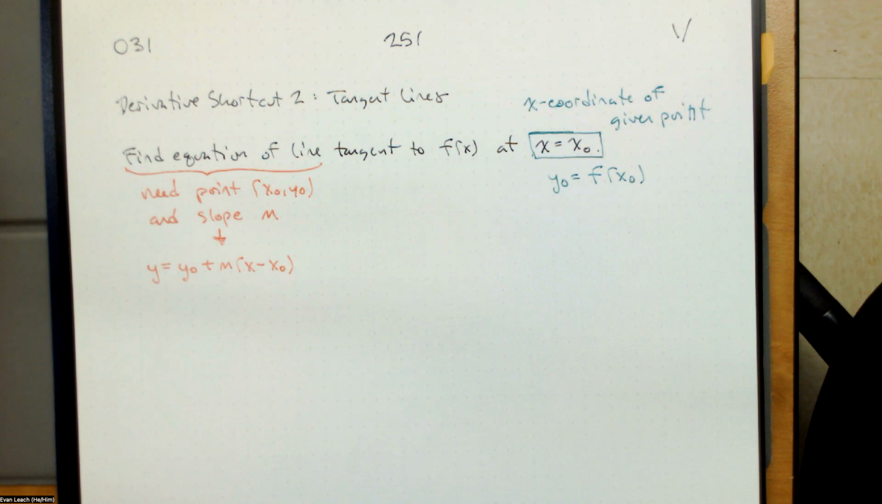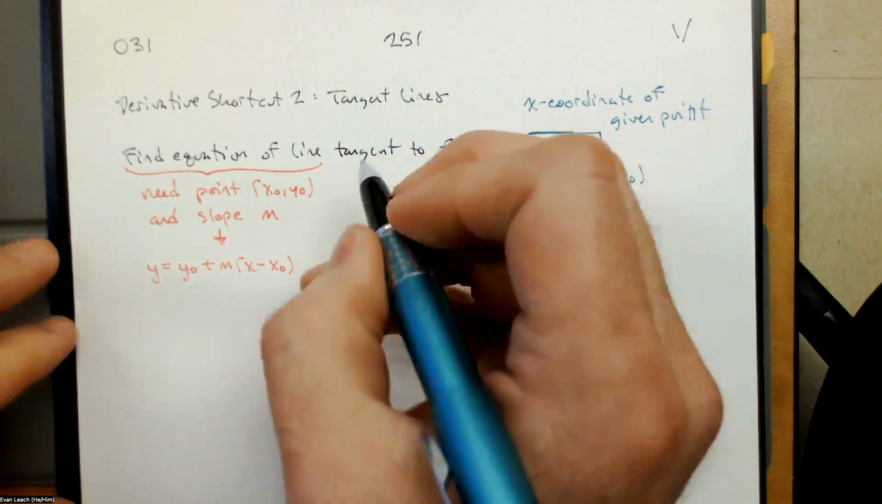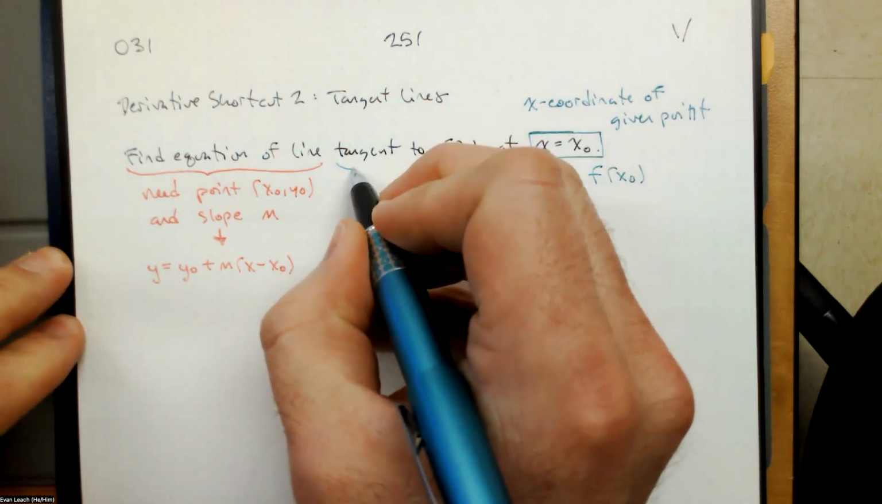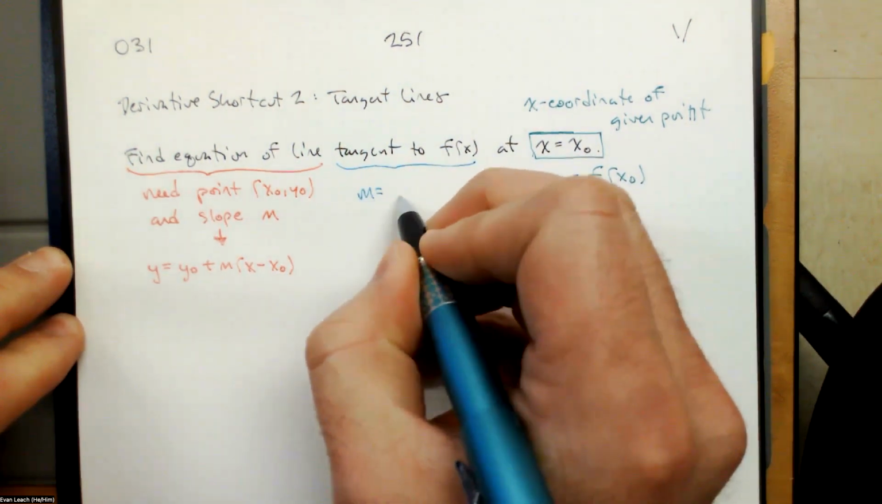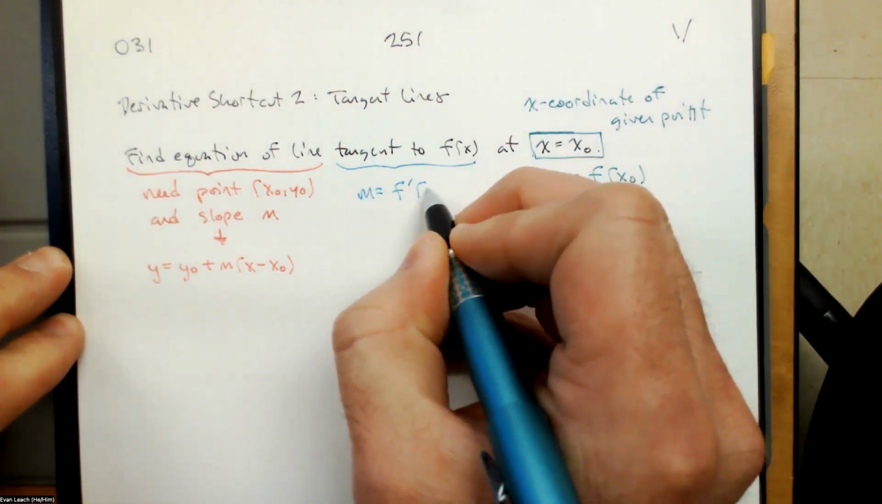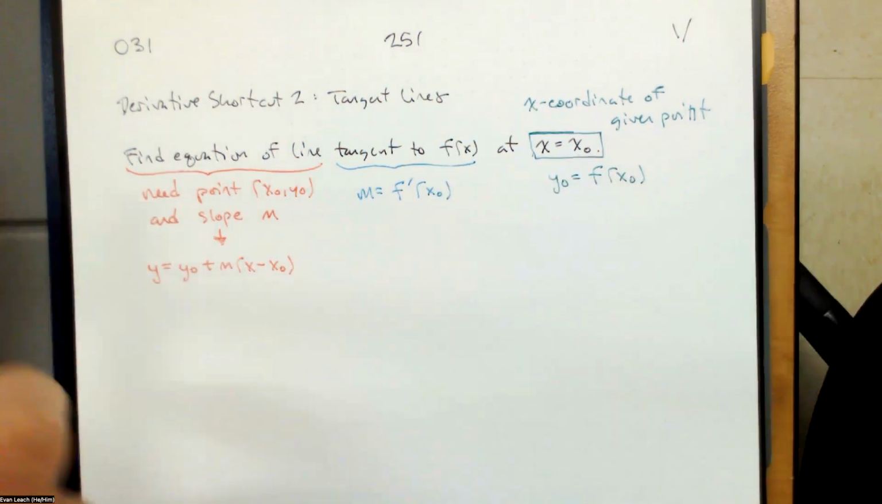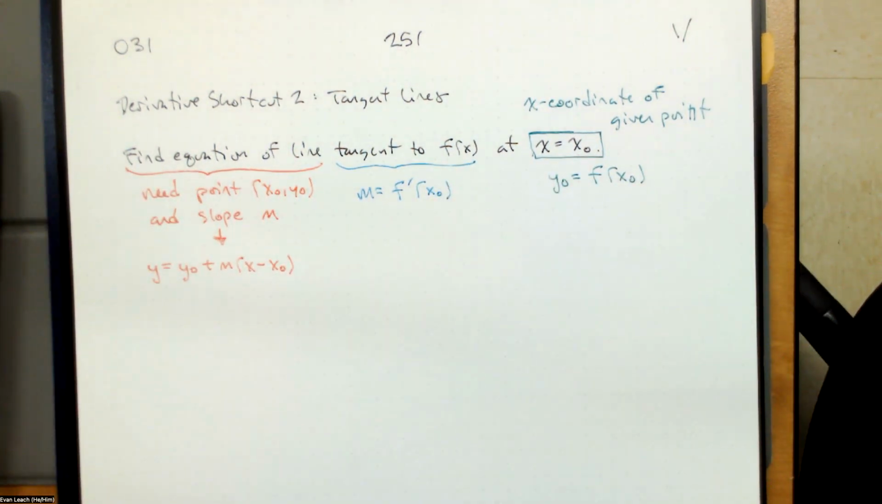The other thing that we need for the equation of a line is the slope of the line. And since this is a tangent problem, that means derivative. Tangent, rate of change, slope of the tangent, derivative, all go together. So the other part of the problem, since we're looking for a tangent line, the slope will be the derivative evaluated at x naught. This is the new thing that we're doing since we're in calculus.